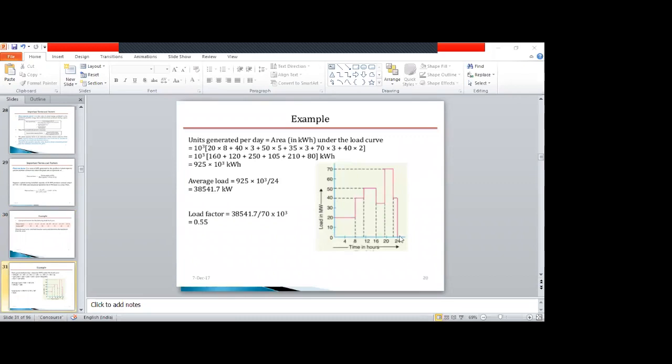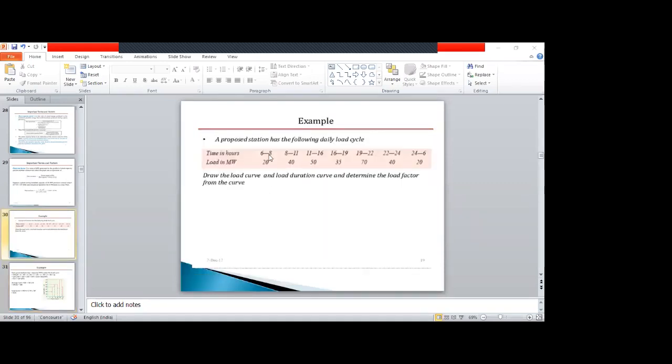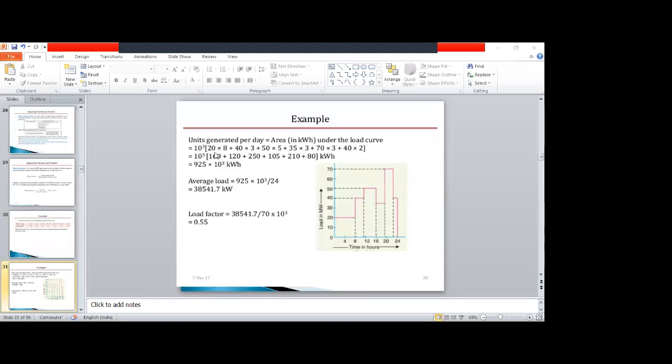Load curve is a plot of load in megawatts or kilowatts, whatever it may be, versus time. Here you have to understand that 0 means morning 6 a.m. So it is specified here 6 to 8 a.m., 20. Again here from 24, 12, to 6, it is 6 hours plus 2 hours, it is 20 megawatts. That's why I have considered here 20 into 8.